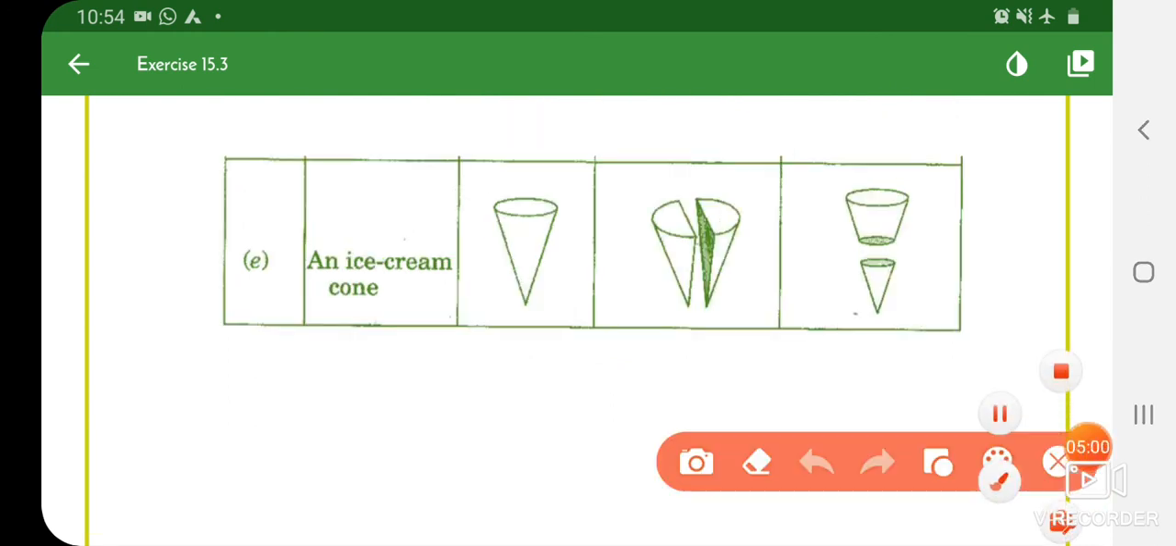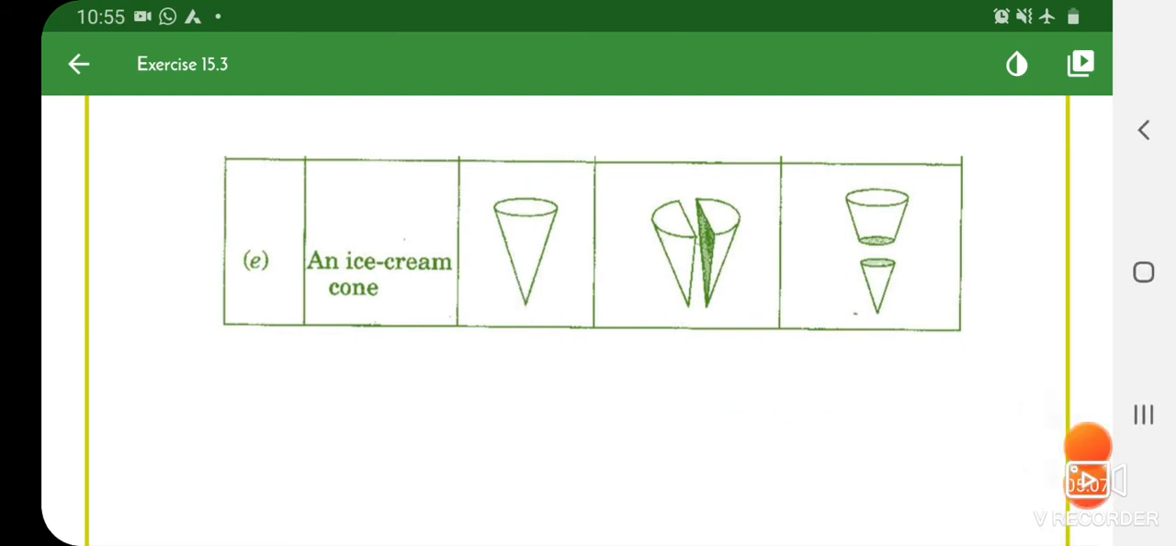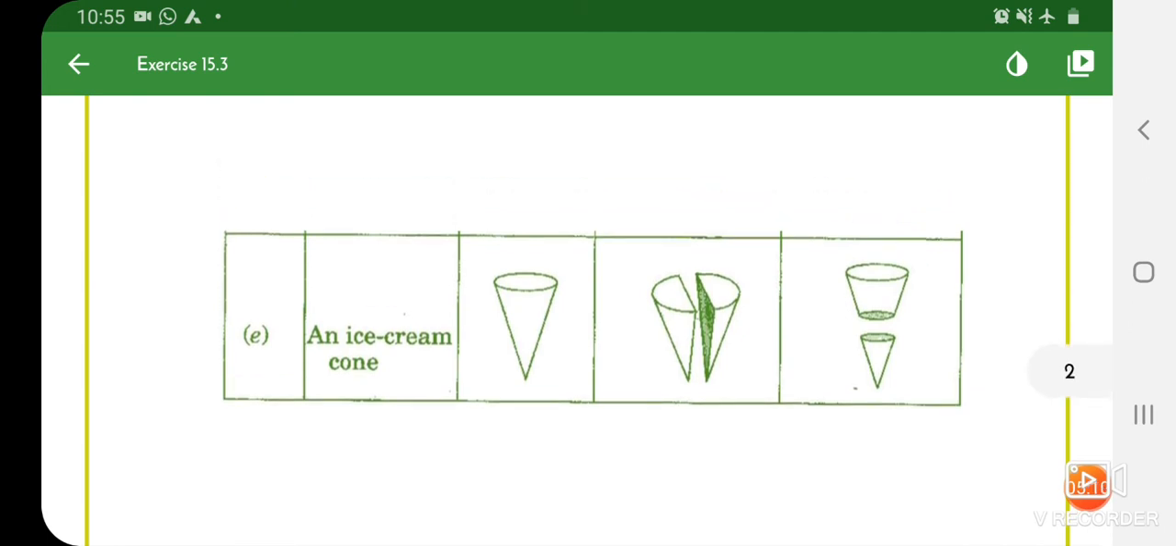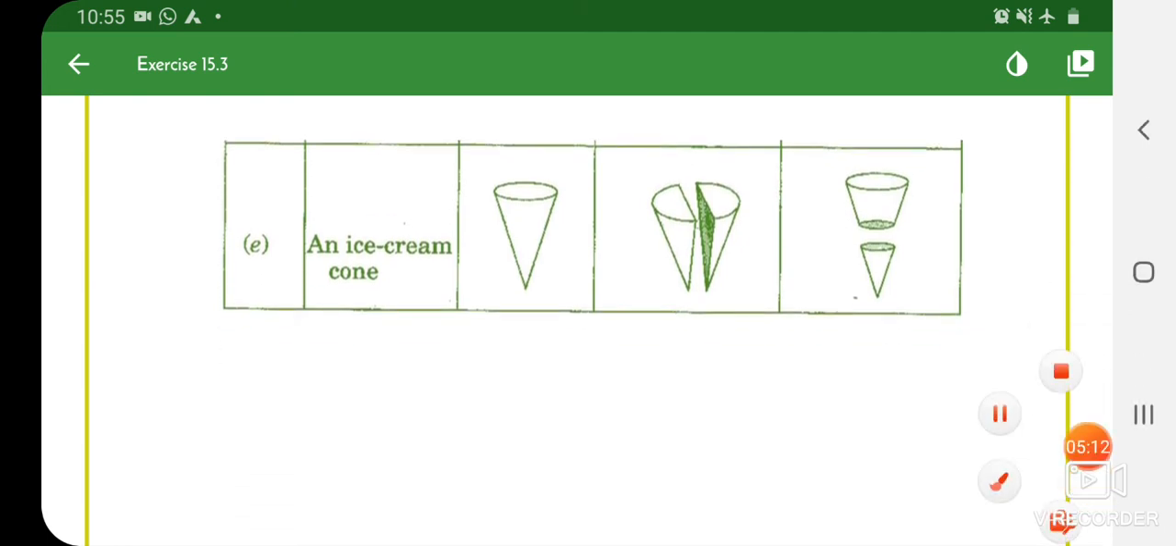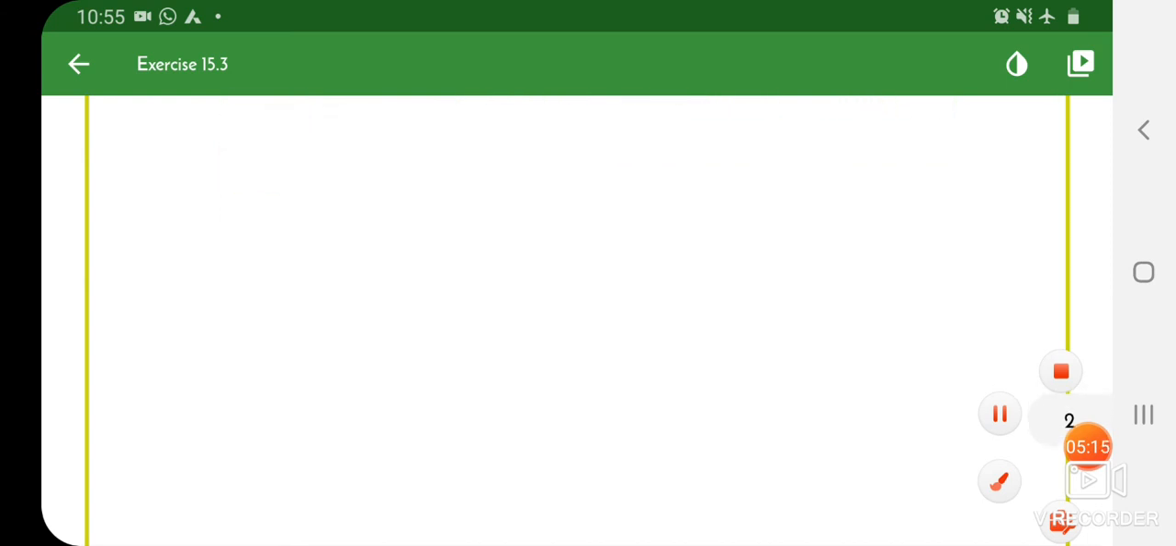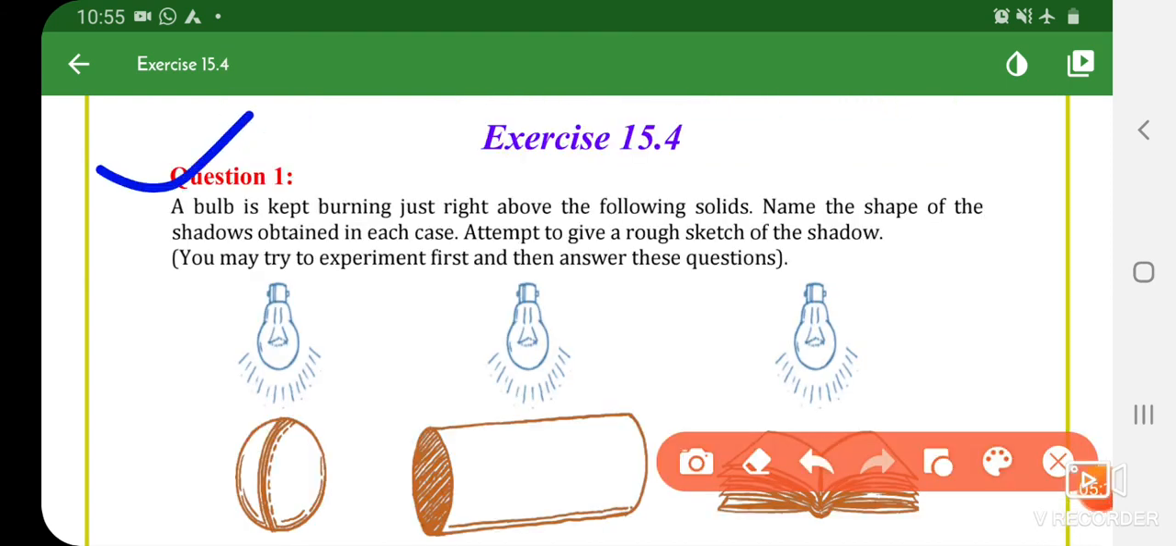And in the ice cream cone, when we cut horizontally, like that, we have to cut in two parts, and when we cut vertically, okay, vertical, this type, and horizontally, this type. Next, in exercise 15.4, question number one: a bulb is kept burning just right above the following solids. Name the shape of shadow obtained in each case. Attempt to give a rough sketch of the shadow. You may try to experiment first and then answer the question.